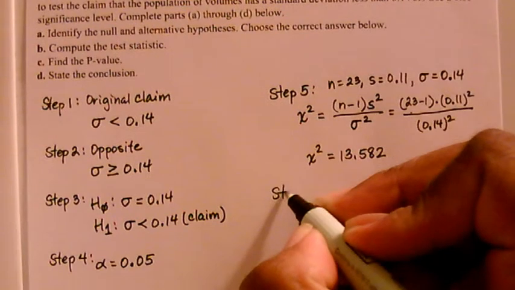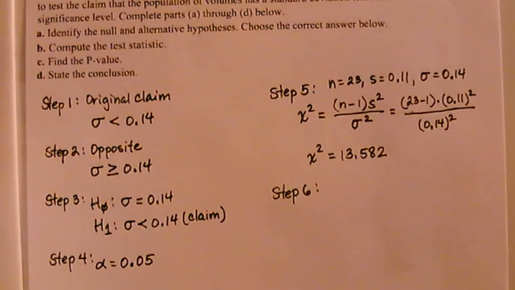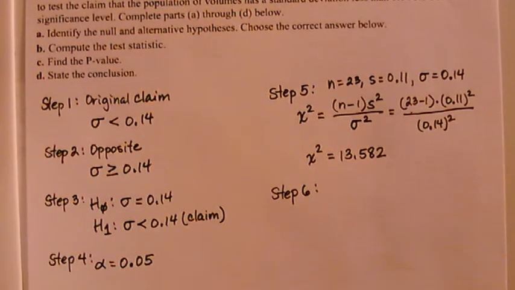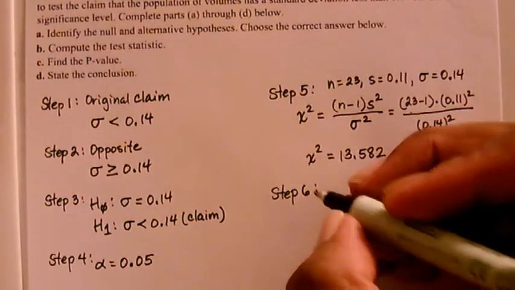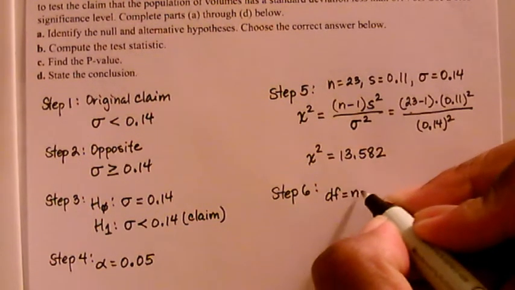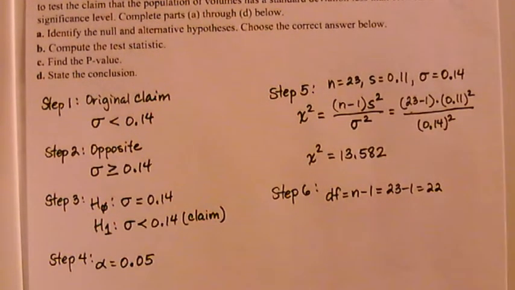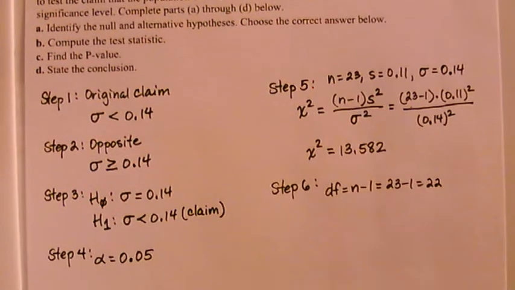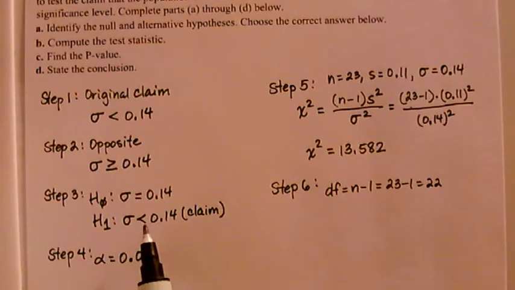Alright, now step number 6. We find the p-value. Okay, so here we're going to find the p-value. We're using a p-value approach here in this particular problem. So part C is finding the p-value. Okay, we know our degrees of freedom is n minus 1. N is 23, so 23 minus 1, that's going to be 22. Now, by looking at our alternative hypothesis, it's less than. So that tells me I have a left-tailed test.